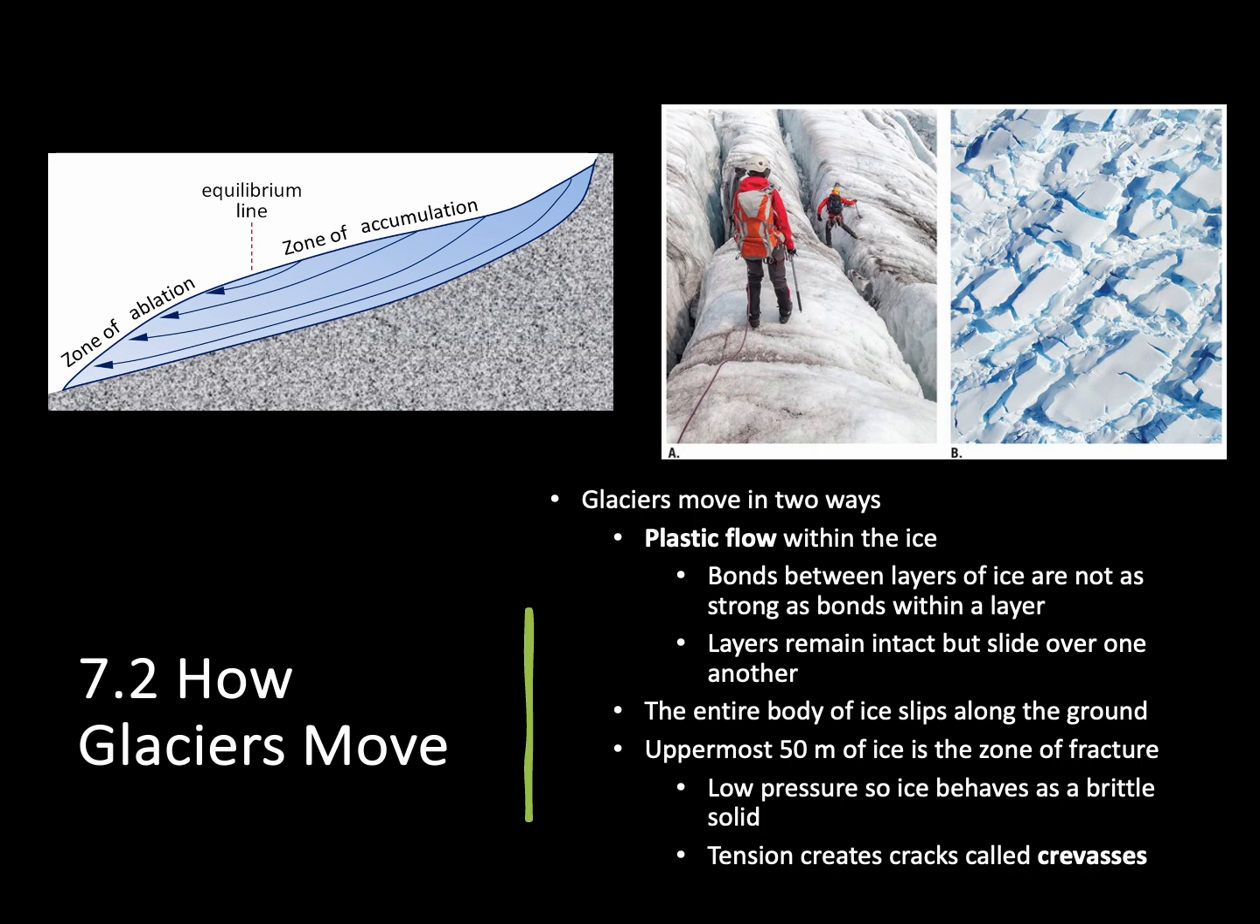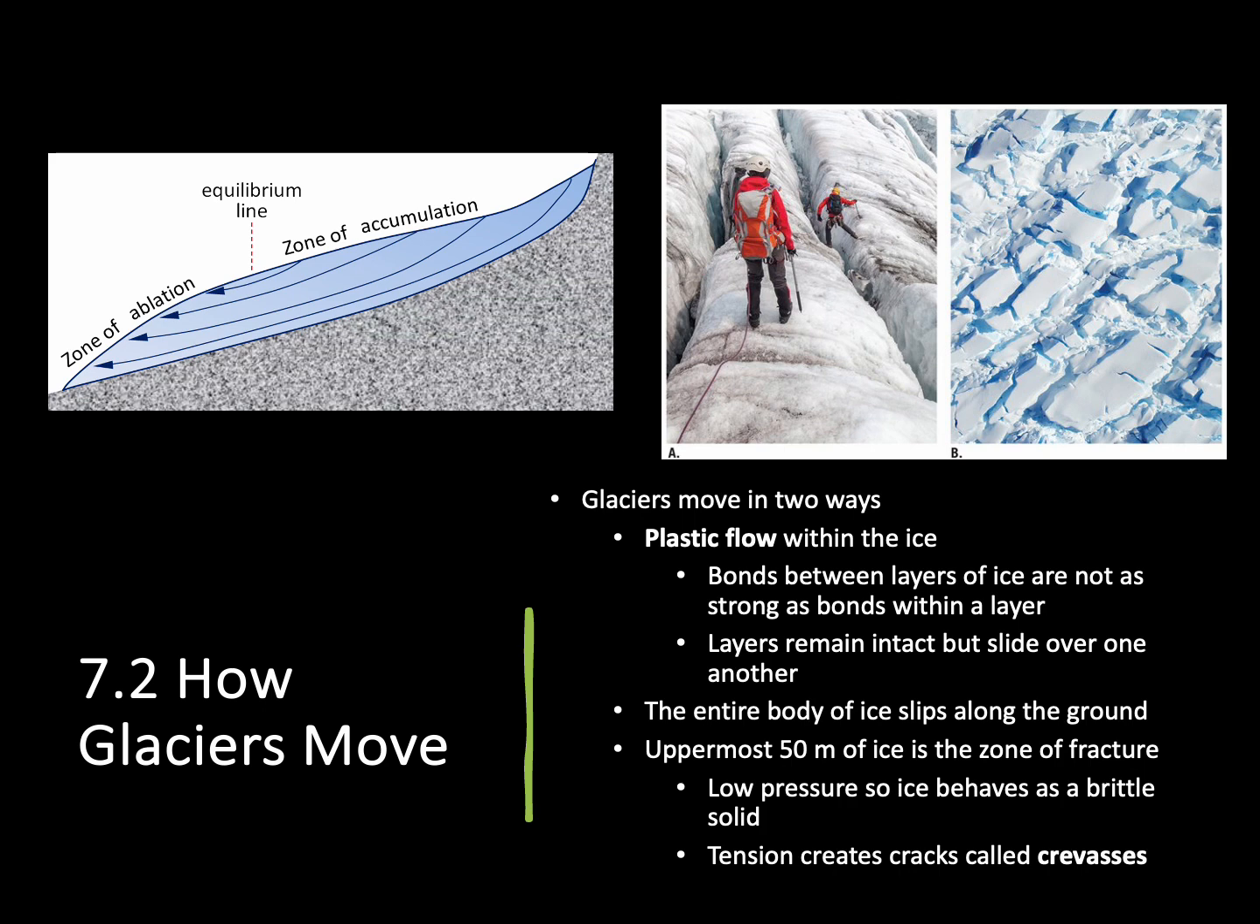But regardless of the way in which our glacier is moving, whether it's plastic flow or the entire glacier moving, we'll see that because it's putting so much pressure on all of the ice at the bottom, the ice at the top of a glacier is under really low pressure. Because of this, it's going to behave very similar to a brittle solid. So think about peanut brittle. If you put a little bit of pressure on it, it's just going to snap.